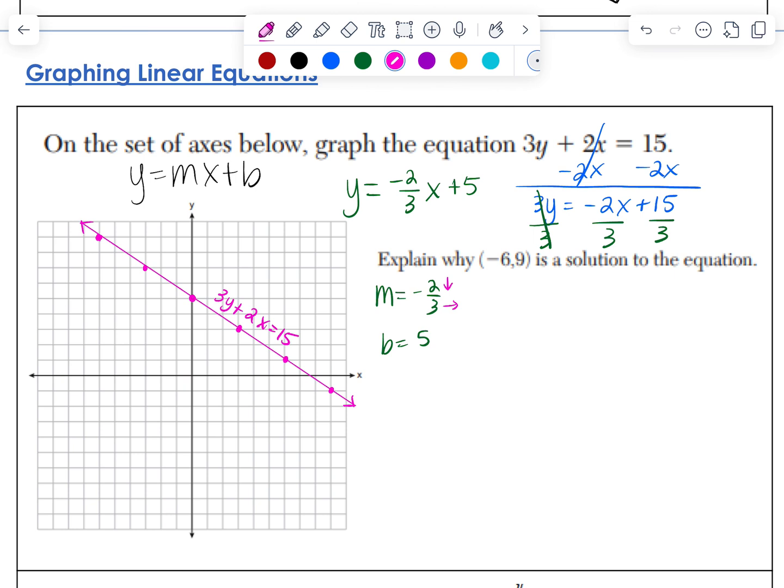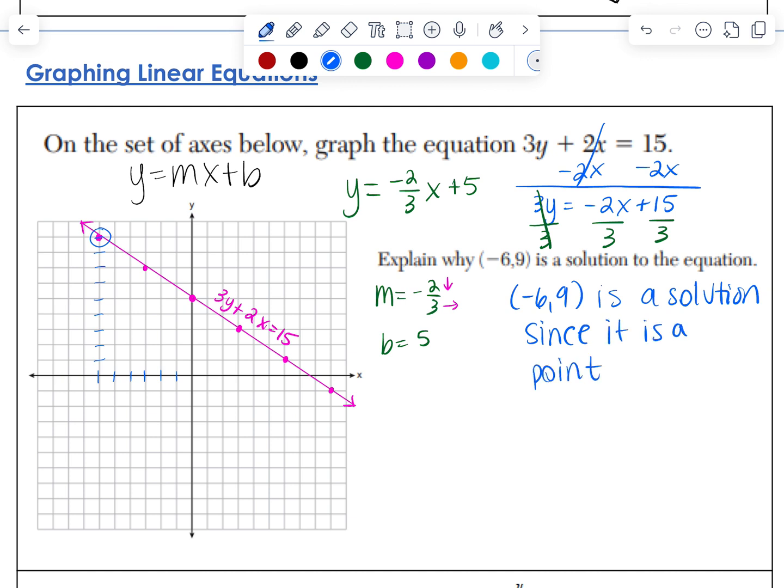And then it says, explain why -6, 9 is a solution to the equation. Well, if I count backwards, 1, 2, 3, 4, 5, 6, and then I go up 1, 2, 3, 4, 5, 6, 7, 8, 9, you'll see that that point is exactly on the line. So we can say -6, 9 is a solution since it is a point on the line.